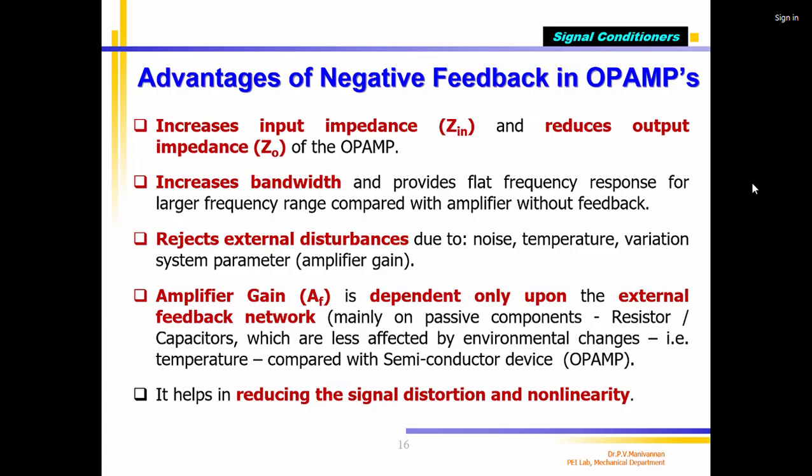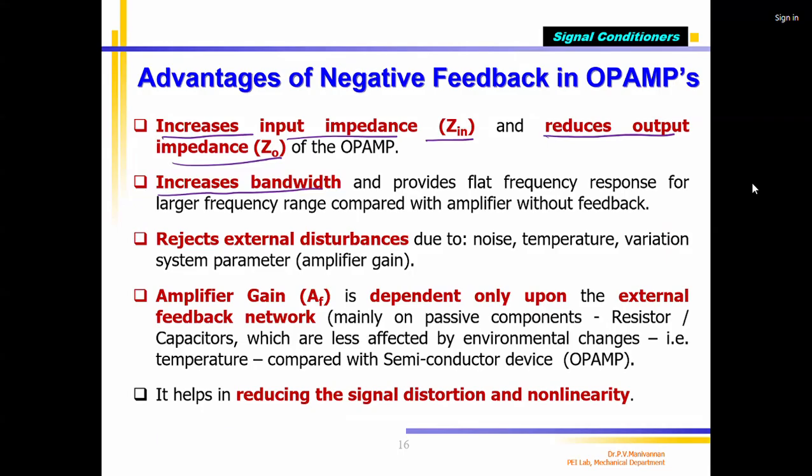So the main advantage of negative feedback is it increases the input impedance of the op-amp and reduces the output impedance of the op-amp. Then if I give negative feedback to the op-amp, it increases bandwidth. Bandwidth is the frequency range, from 0 up to what frequency the amplifier can amplify: 0 to 1 megahertz, 0 to 20 megahertz, 0 to 50 megahertz. That can be increased. Later I'm going to show the formulas.